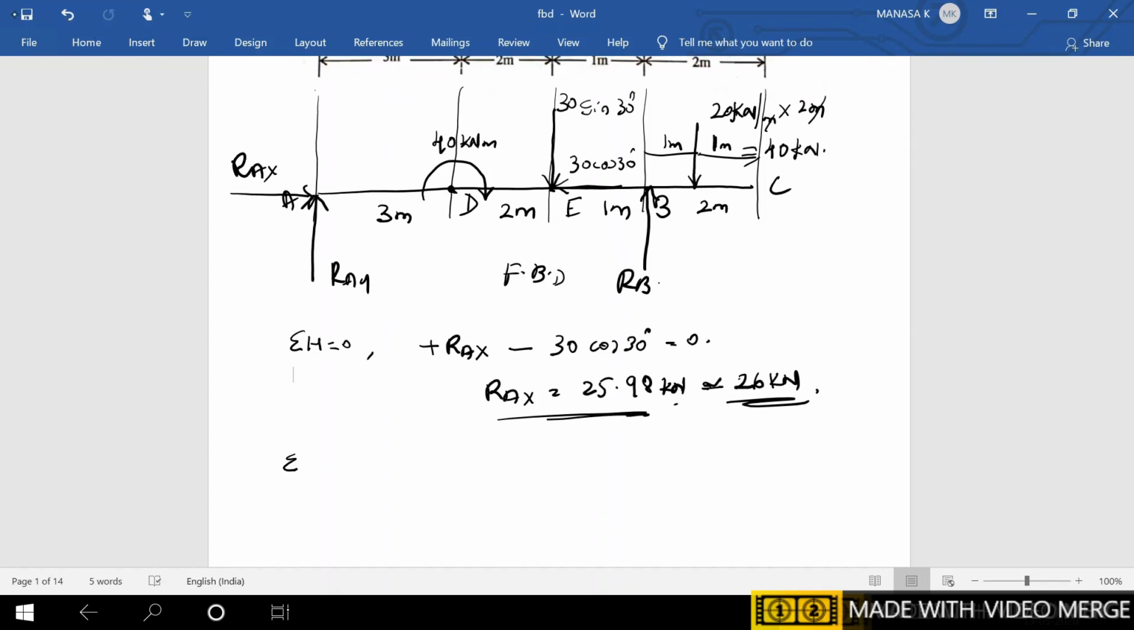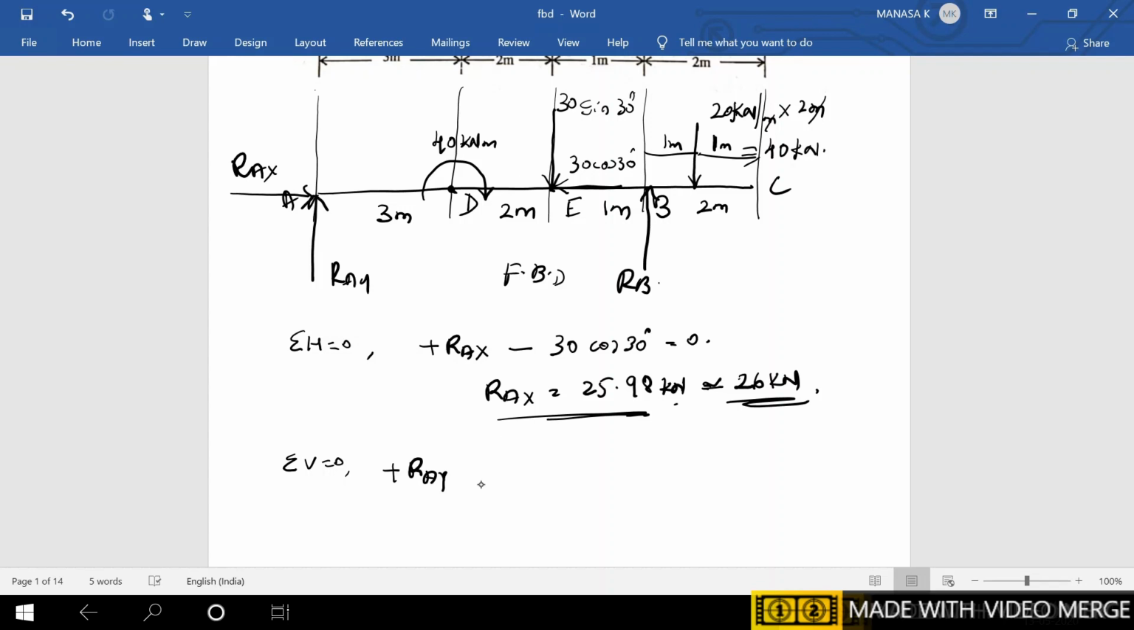Next we apply the second condition. Take all the vertical forces, it is plus Ray. Then here the moment is not a force, so you need not consider it for sigma h or sigma v, since it is a moment. Where you are taking the moment, at that time you can take this moment or a couple.